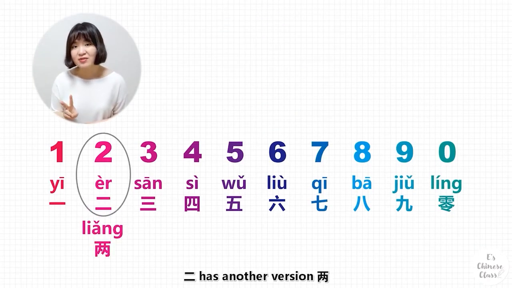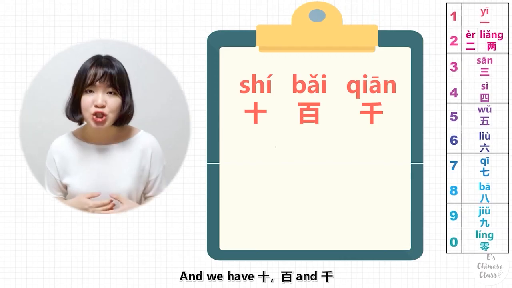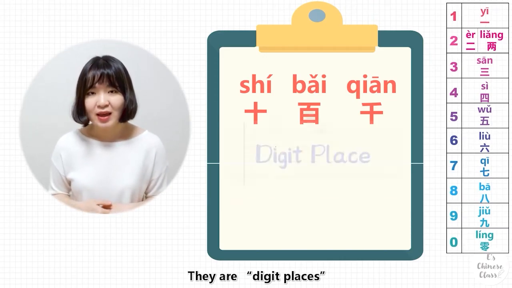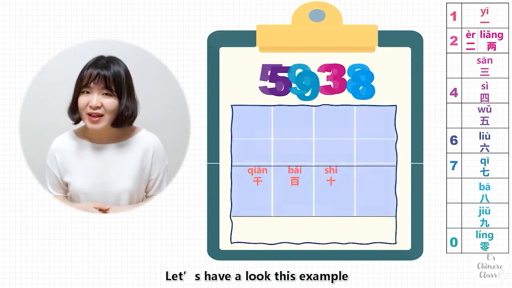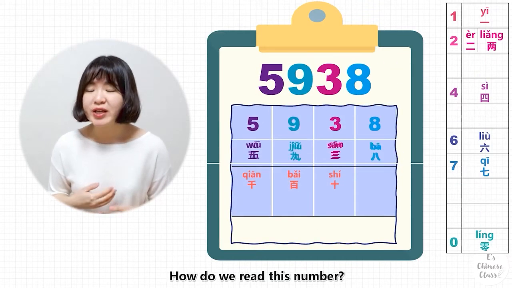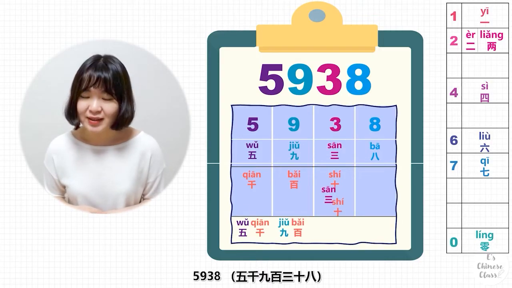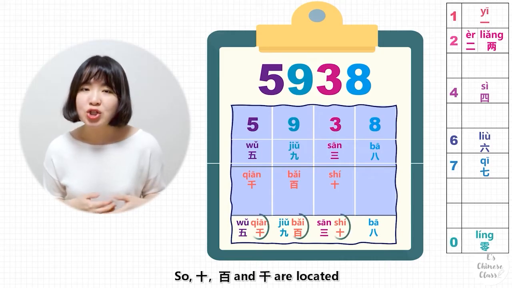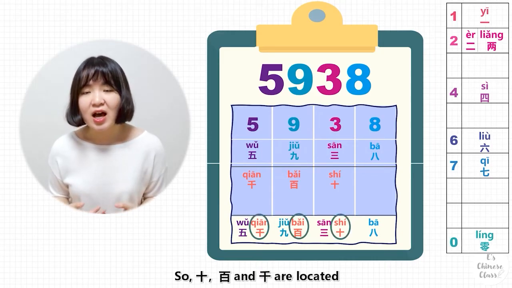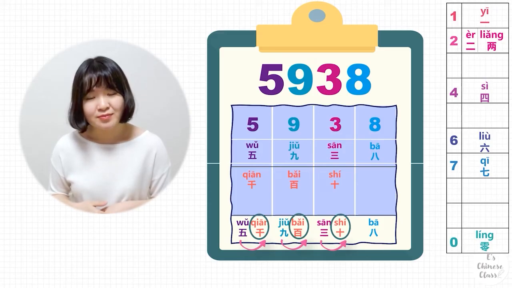R has another version, 两. We will compare 2 and 两 later. And we have 十, 百, and 千. They are digit places. What's that? Let's look at this example. How do we read this number? 5938. Easy. So 十, 百, and 千 are located behind the relevant basic numbers.